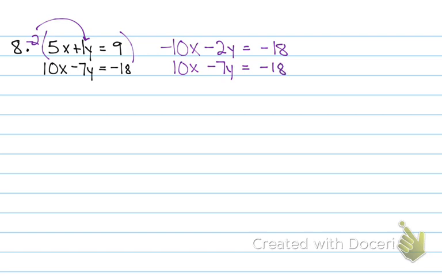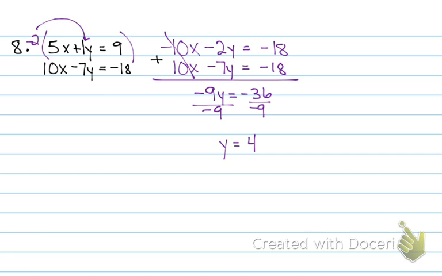So I've had questions, well, am I adding these? Am I subtracting them? You're adding. You are adding these. -10 plus 10 is 0. That was my goal, to get it to eliminate. -2 plus -7 is -9. -18 plus -18 is -36. And when I divide both sides by -9, wait a second, why did I end up with +4? I thought I divided by a negative. 2 negatives, positive answer. So I found y.